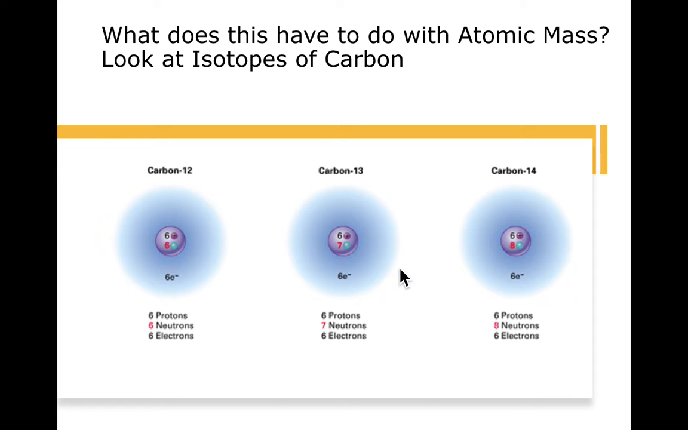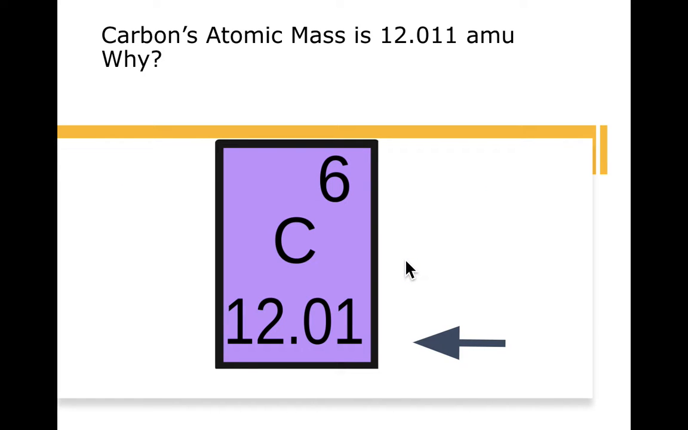Okay, again, what does this have to do with the atomic mass? Well, we've got these 3 different existing isotopes of carbon, 12, 13, and 14. But when you go and look on the periodic table at the atomic mass, what it says is 12.01. It doesn't say 12, it doesn't say 13, it doesn't say 14. Now, why does it say that? And in fact, if you get one that's a little longer, it says 12.011 atomic mass units.